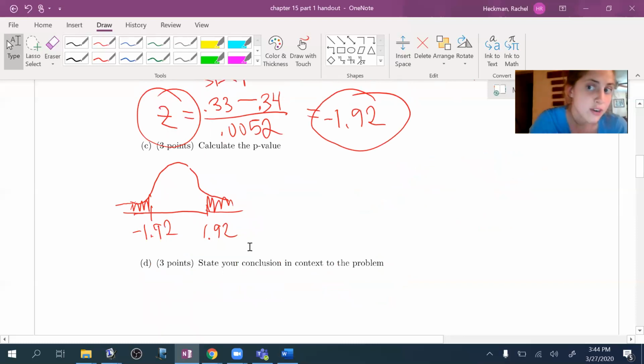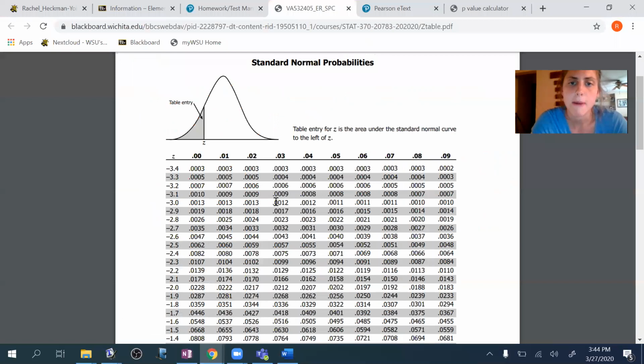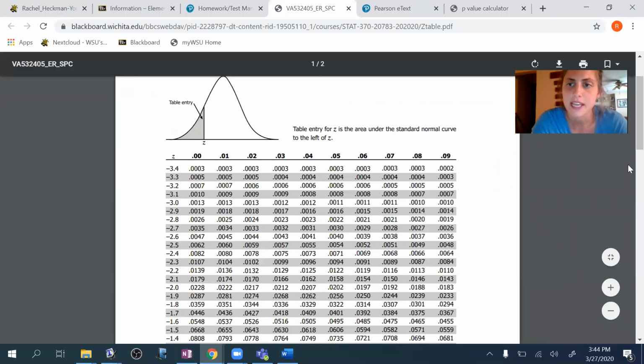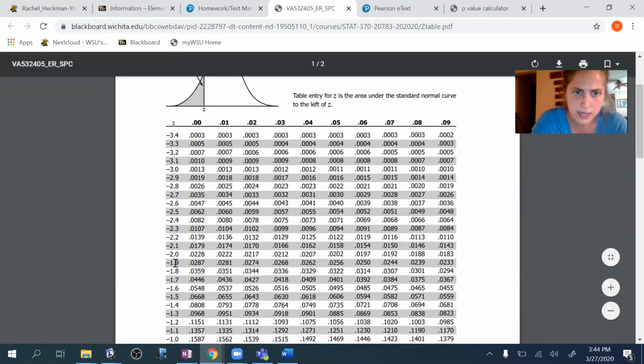If it was greater than, I just want the upper tail. If it was a less than, I would just want the lower tail. But because it's not equals to, I want both sides. So what I'm going to do is go to my Z table, which I have right here. I'm looking for negative 1.92, that test statistic I just found. So negative 1.9 and then the 2.